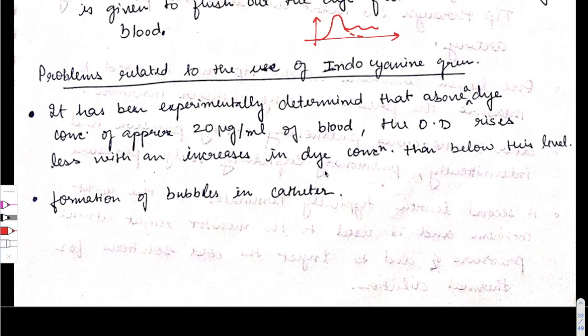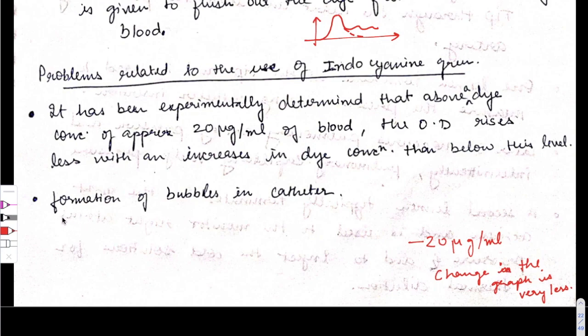Now, problems related to the use of indocyanine green. It has been experimentally determined that above a dye concentration of approximately 20 microgram per ml of blood, the optical density rises less with an increase in the dye concentration than below this level. It means that after we reach the concentration of 20 microgram per ml, the change in the graph is very less.